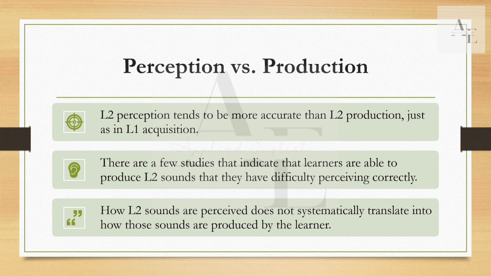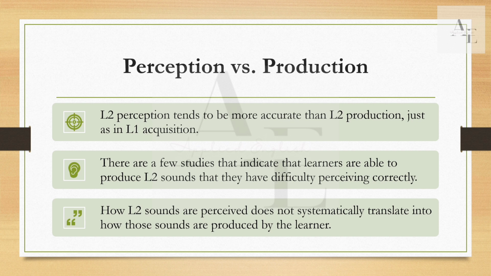We have perception-based production. L2 perception tends to be more accurate than L2 production, just as in L1 acquisition. So in L1 and L2, perceiving sounds or speech is often more accurate than producing that sound or speech. We may perceive English or any language's sounds correctly. We can differentiate between them even though they are nuances. But when producing them, we still can't produce them correctly.